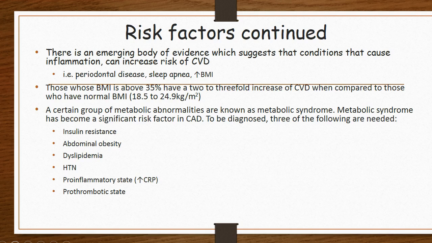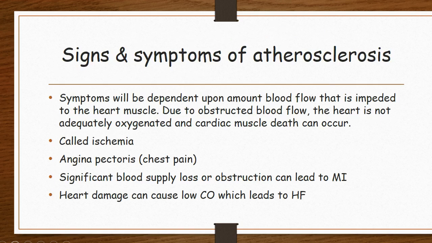There are a certain group of metabolic abnormalities known as metabolic syndrome, and if you have been diagnosed as having metabolic syndrome, then your risk factor increases for coronary artery disease. So you need 3 of the following: insulin resistance, abdominal obesity, dyslipidemia, high blood pressure, a pro-inflammatory state, which is an increased C-reactive protein, and a prothrombotic state, which means that your blood is hypercoagulable.